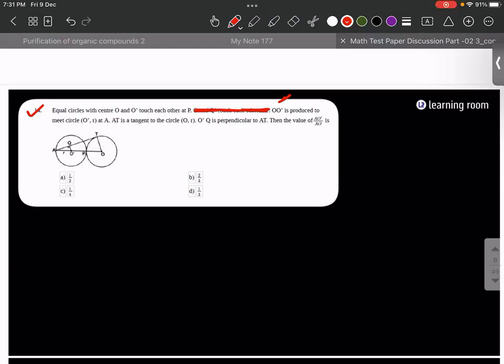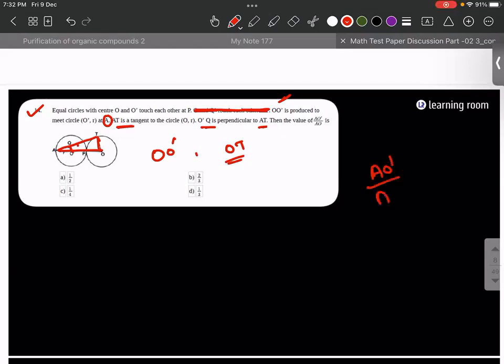Sir, it's 1 by 3, right? Because the circles have equal radius. So it's 1 by 3. AT is a tangent. So O dash Q is perpendicular to AT, obviously. This is also perpendicular. Then O dash Q and OT are parallel to each other. Then AO dash divided by AO is going to be.